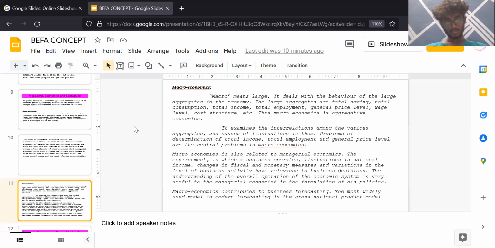And second is macroeconomics. Macro means large. It deals with the behavior of the large aggregates in the economy. The large aggregates are total saving, total consumption, total income, total employment, general price level, wage level, cost structure, etc. Thus, macroeconomics is aggregative economics. It examines the interrelations among the various aggregates and causes of fluctuations in them. Problems of determination of total income, total employment, and general price level are the central problems in macroeconomics. Macroeconomics contributes to business forecasting. The most widely used model in modern forecasting is the gross national product model.